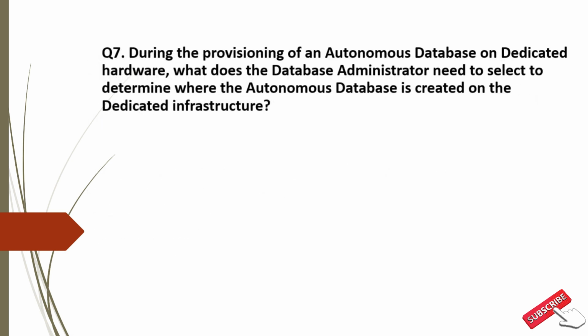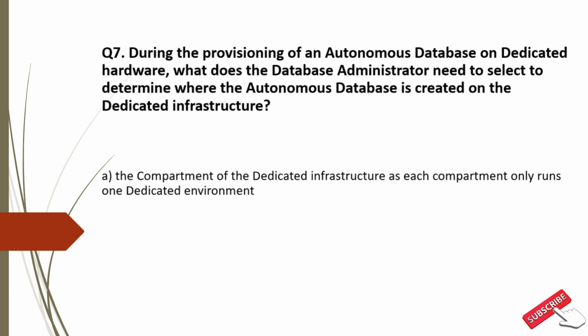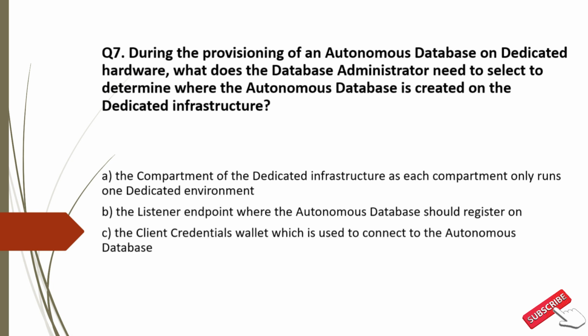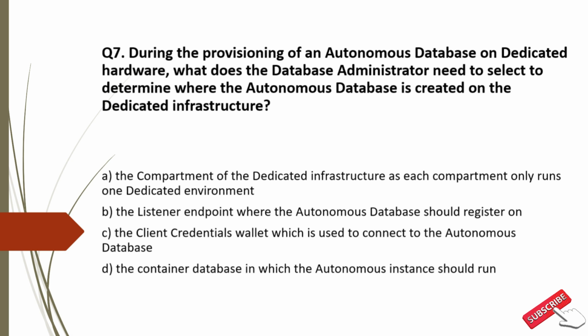Question 7. During the provisioning of an autonomous database on dedicated hardware, what does the database administrator need to select to determine where the autonomous database is created on the dedicated infrastructure? And the options are A. The compartment of the dedicated infrastructure, as each compartment only runs one dedicated environment. B. The listener endpoint where the autonomous database should register on. C. The client credential wallet which is used to connect to the autonomous database. D. The container database in which the autonomous instance should run.